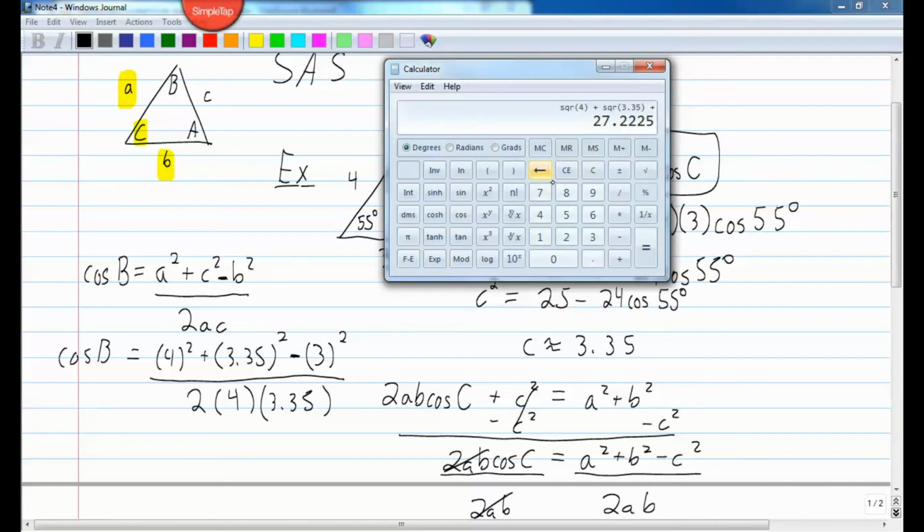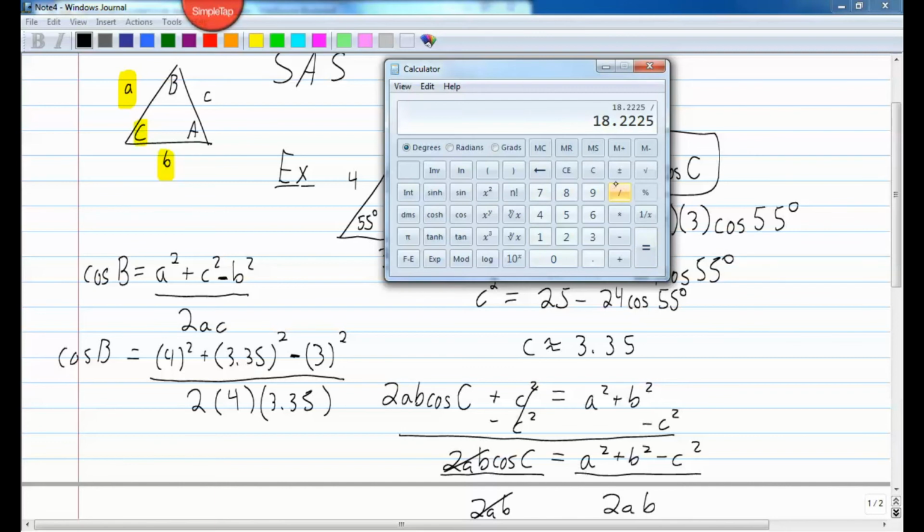The good thing about this calculator is that if you mess up with something like that, it's got a little back arrow. You can push the back arrow. I'm just going to put a minus and see. Okay, it just changed it to a minus. So I have 4 squared plus 3.35 squared minus 3 squared equals. So that's what my numerator is equal to.